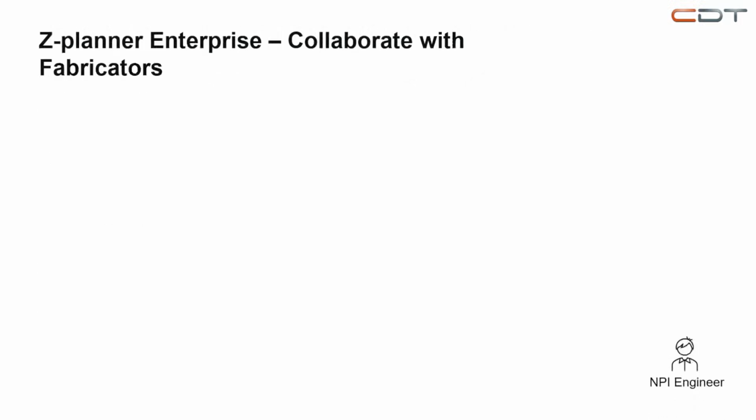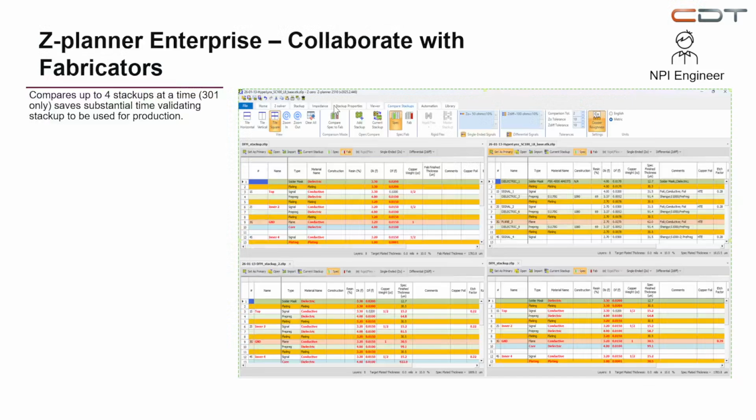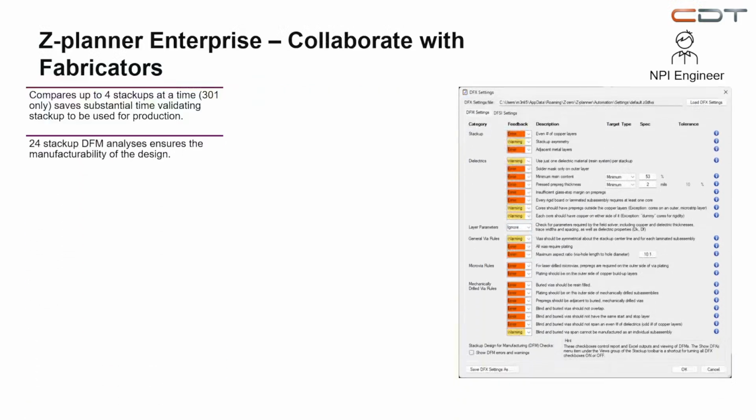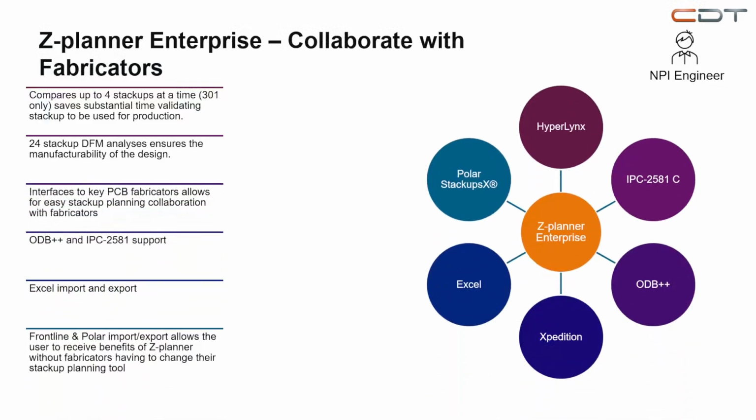How can we fix this? zPlanner allows you to collaborate with fabricators. It can compare up to 4 stackups at a time, and it can save substantial time. There are 24 stackup-specific DFM analyses that give you assurance about the manufacturability of this specific design. Also, it interfaces with PCB fabricators.